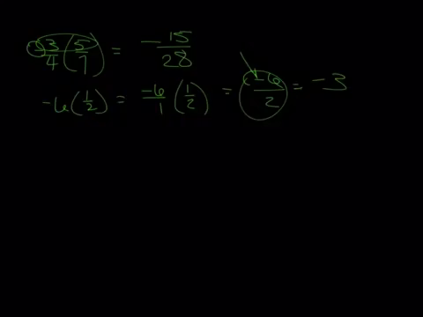Alright, last one here, negative 2/3 times negative 3/2. Two negatives give me a positive. 2 times 3 is 6. On the bottom, 3 times 2 is 6. 6 over 6 is the same as 1.